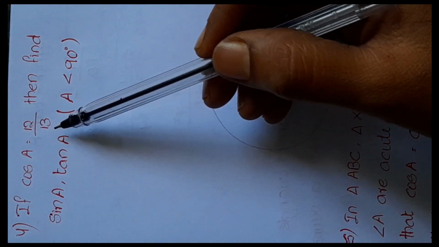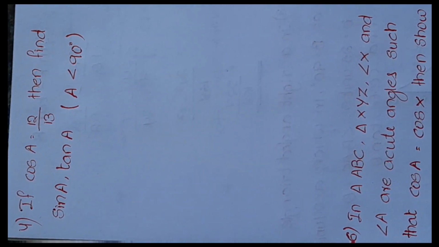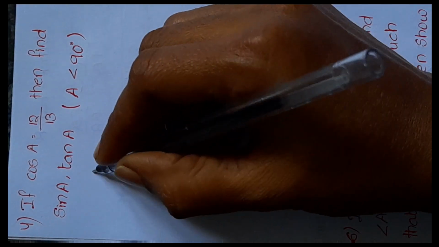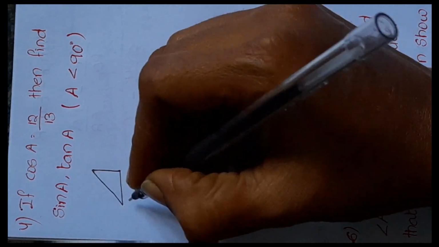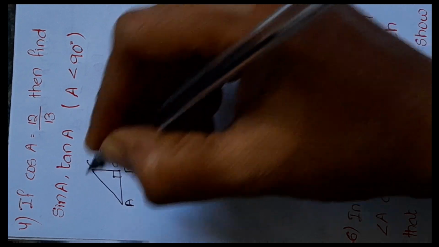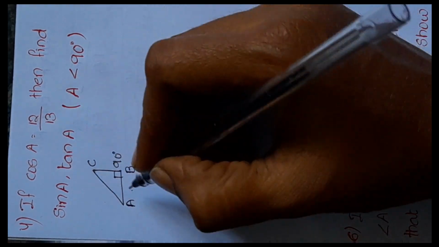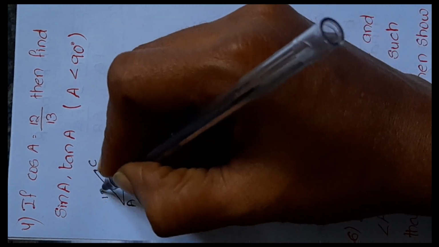Question number 4. If cos A is equal to 12 by 13, then find sin A, tan A. Angle A is less than 90 degrees. Now let us draw the right angle triangle ABC. B and C. B is 90 degrees. Cos is adjacent side by hypotenuse. Adjacent side is 12 and hypotenuse is 13.